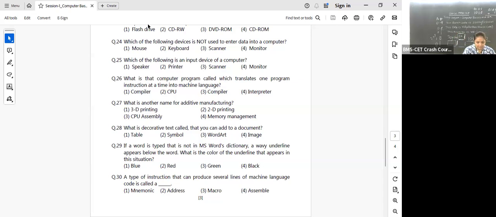Mouse. Monitor. Then scanner, until it is a touch screen. But I have not mentioned that word here. Scanner. Anybody online? Okay, option 4, scanner, no. Okay, I'll tell you.